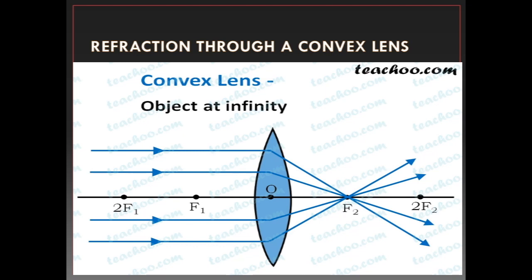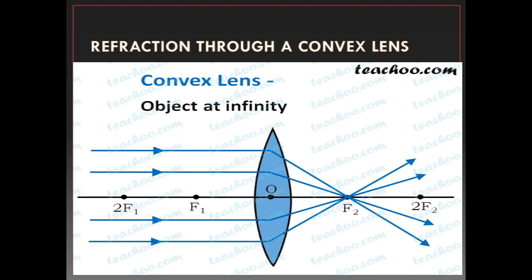First of all, object at infinity. Infinity means it is uncountable. When an object is placed at infinity, a real image is formed at the principal focus. The size of the image is much smaller than that of the object.